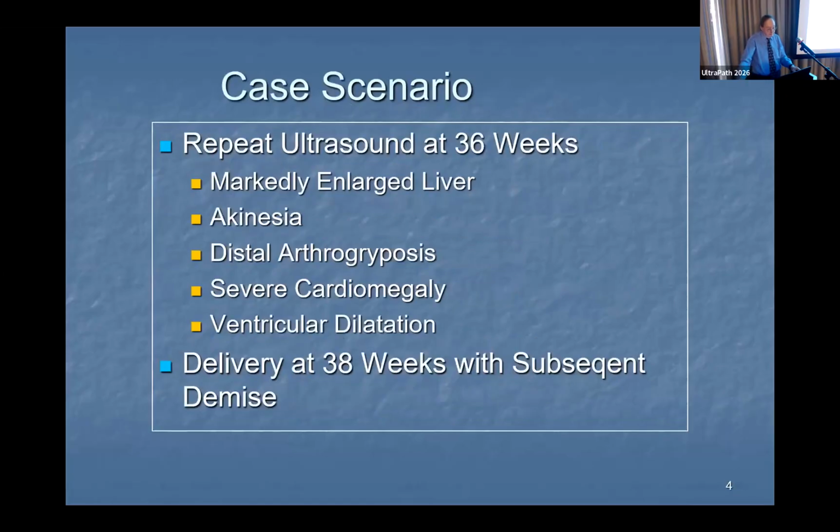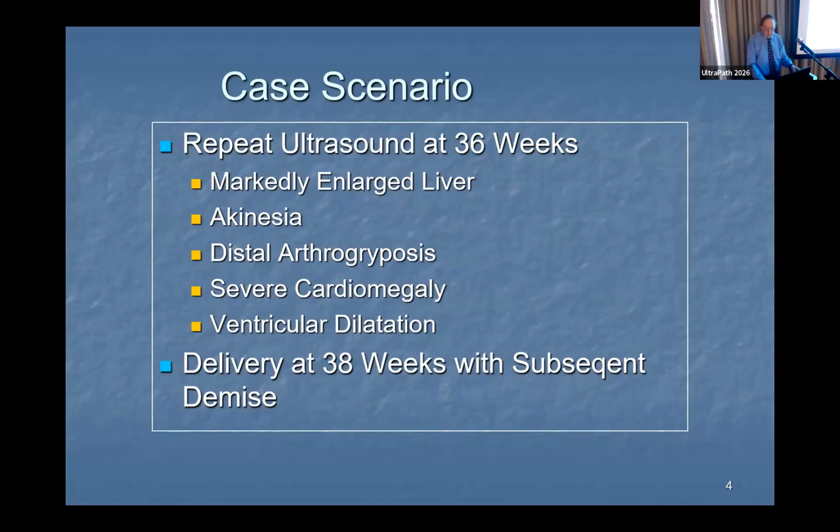bowel atresia with this. So repeat ultrasound at 36 weeks showed a markedly enlarged liver, akinesis, distal arthrogryposis, and severe cardiomegaly as well as ventricular dilatation. And the child was delivered at 38 weeks with subsequent demise.